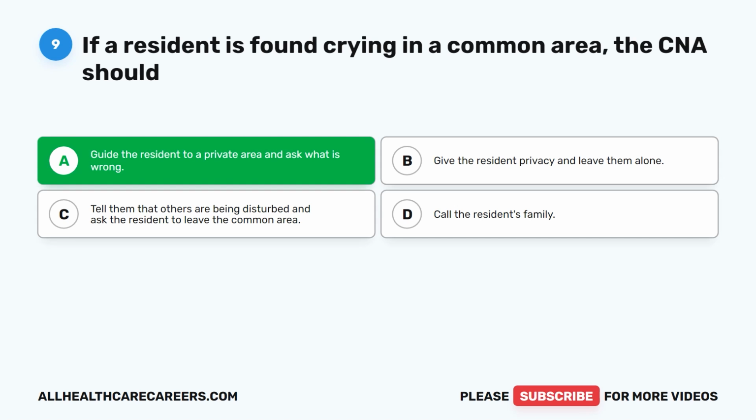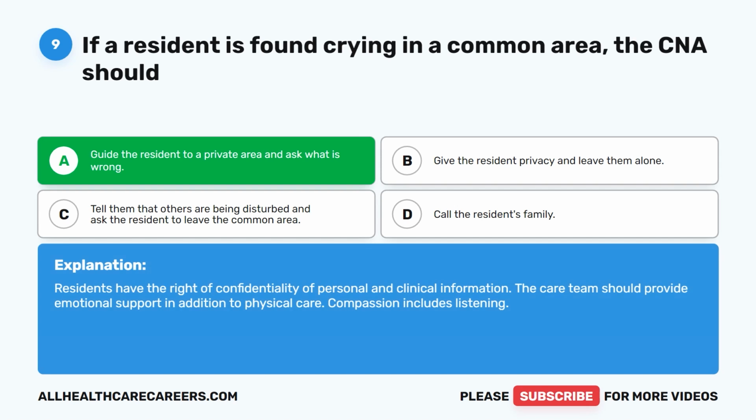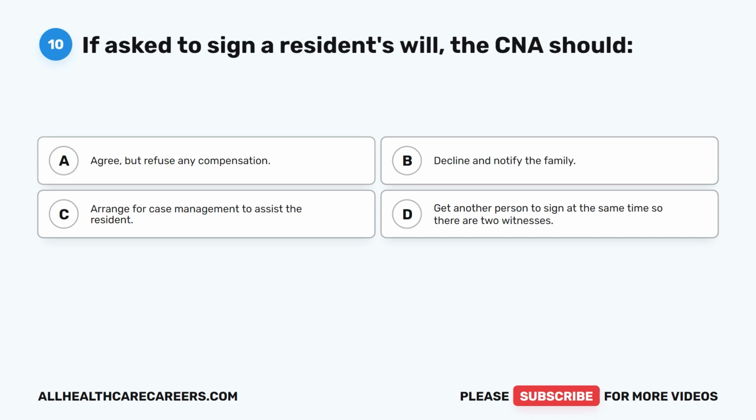The correct answer is A. Guide the resident to a private area and ask what is wrong. Residents have the right of confidentiality of personal and clinical information. The care team should provide emotional support in addition to physical care. Compassion includes listening.